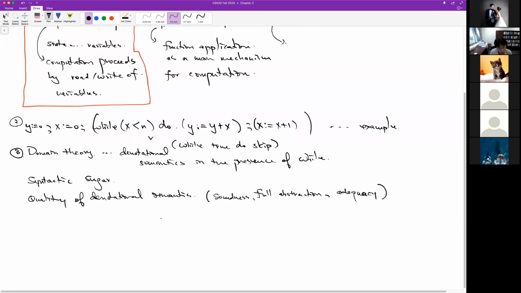We're going to study an imperative programming language, and in doing so, we will learn very generic tools that we can use to analyze any programming language. The first is domain theory. Second is the idea of syntactic sugar, and also a brief discussion about how to analyze the quality of denotational semantics. Okay, so let's start with the syntax.